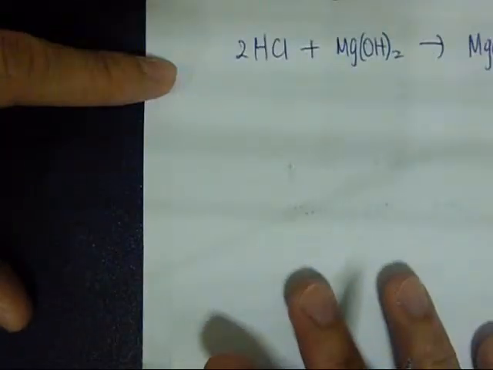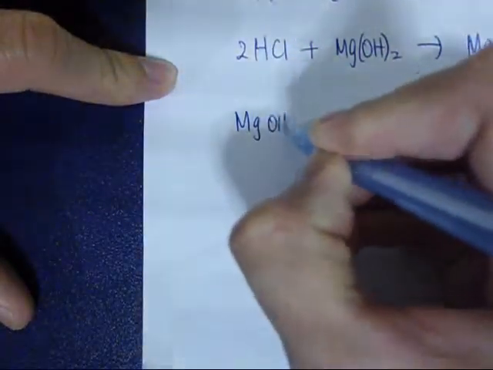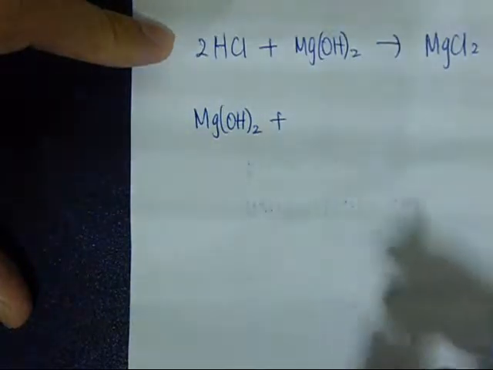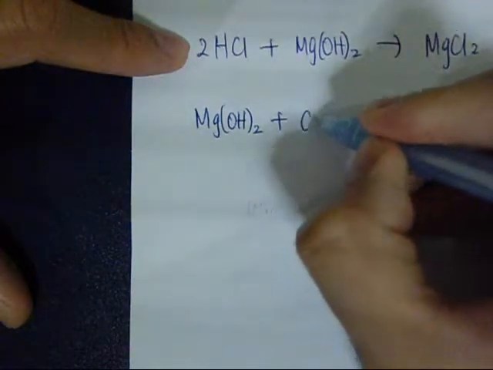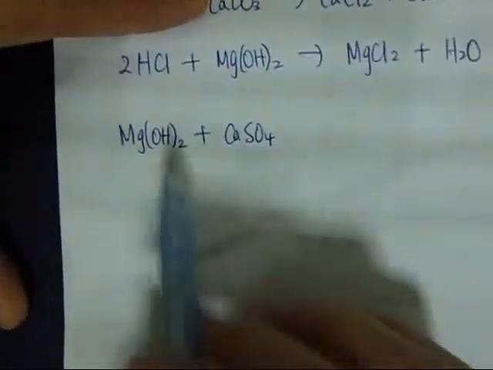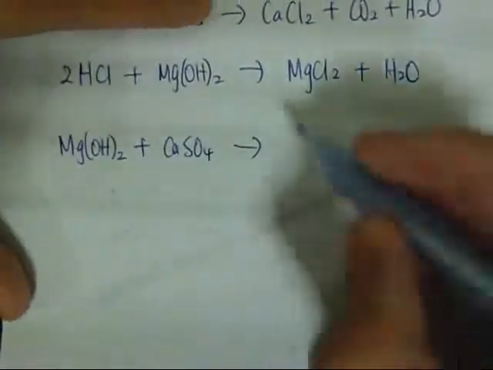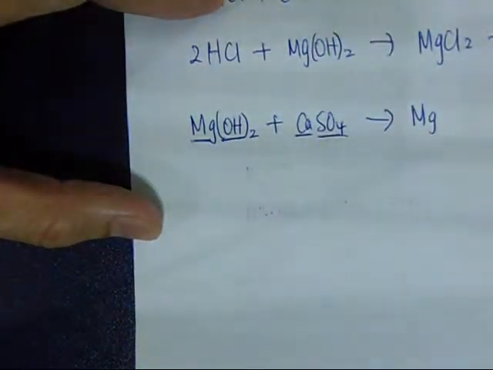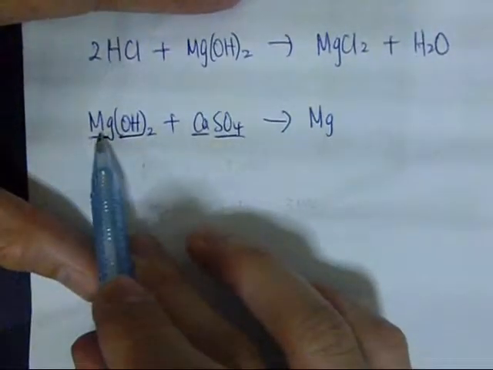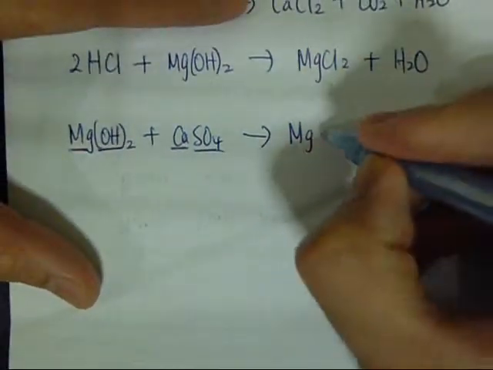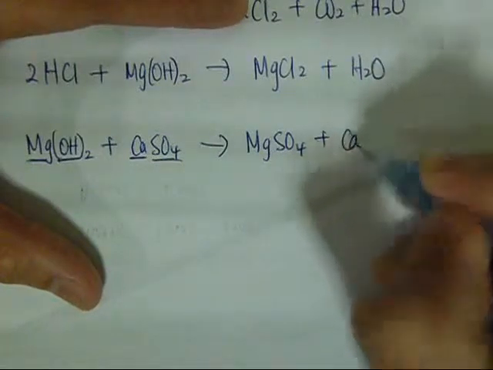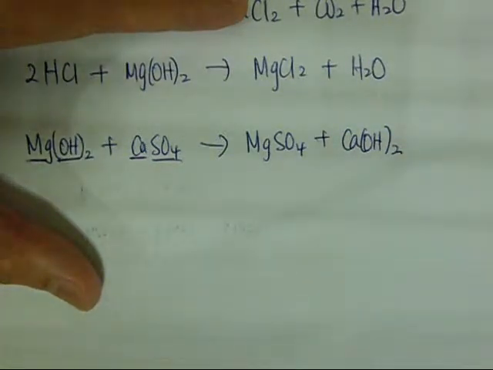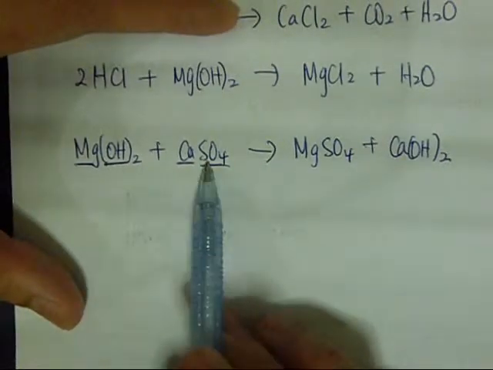Another example would be magnesium hydroxide, which is an alkali. The other reactant must be a salt, for example calcium sulfate. This is a salt. Alkali and a salt, they would swap partners. Right now your magnesium's partner is hydroxide, your calcium's partner is sulfate. So magnesium will get sulfate as the partner, and then calcium will get hydroxide as the partner, and it is balanced. Alkali and a salt swap partners.